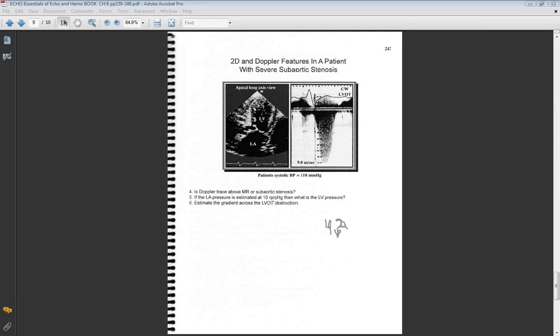If the LA pressure is estimated at 10, what is the LV pressure? Your systolic blood pressure is 110, your LA pressure is 10, so therefore your LV pressure would be 120. Estimate the gradient across the LVOT obstruction.